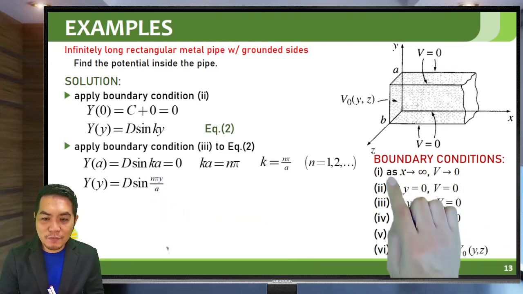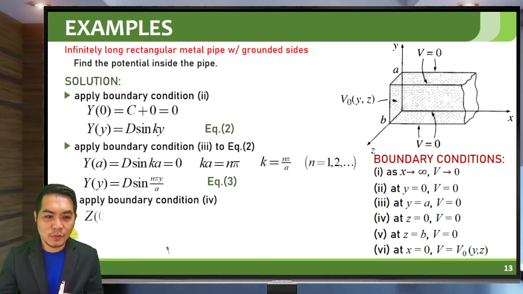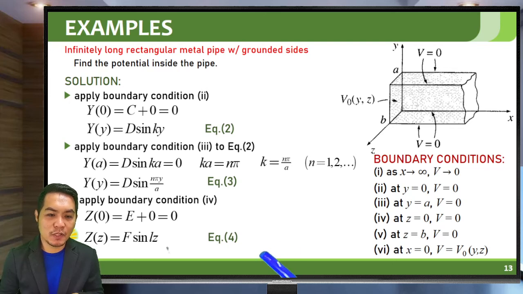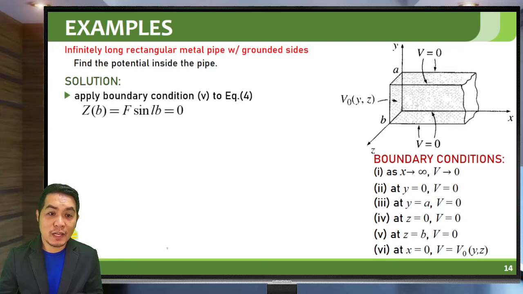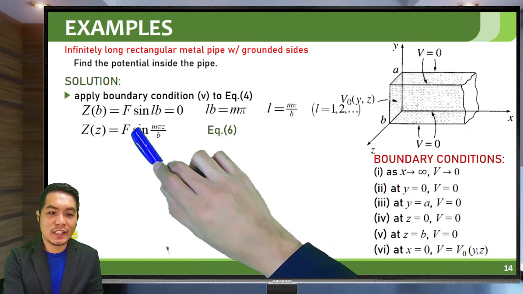So you do the same for z and b. You apply boundary condition 4, and you will see that only the sine component will survive, and you apply boundary condition 5 to solve for L. So L is actually, in this case, m pi over b. Again, we don't include L equal to 0, the trivial or obvious solution. So this is now our z solution.